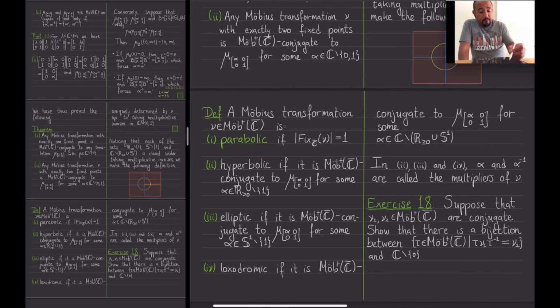Otherwise, in the remaining case, when it has exactly two fixed points, it depends, and the definition is given in terms of this picture for alpha. If the Möbius transformation has exactly two fixed points and is conjugate to multiplication by some positive real number, then I call it hyperbolic.